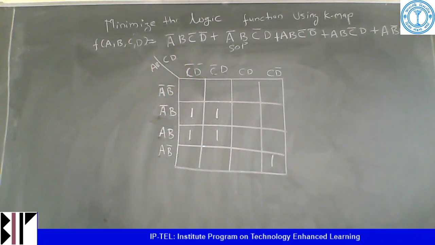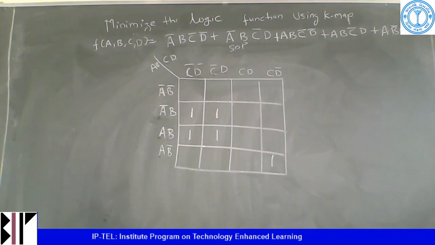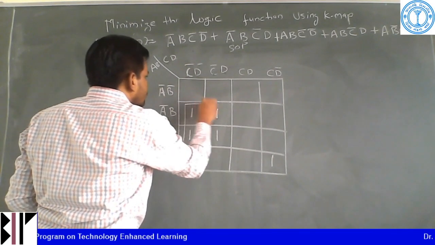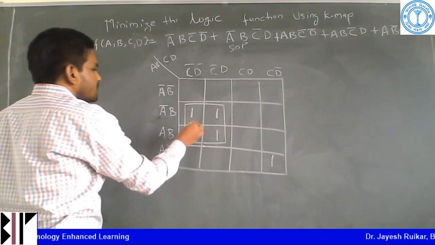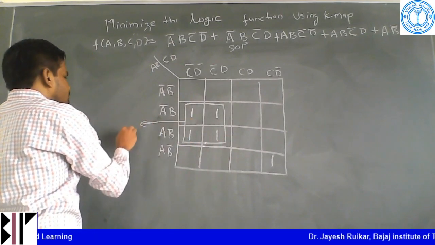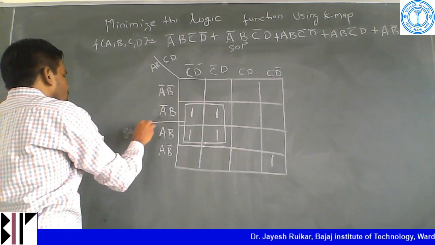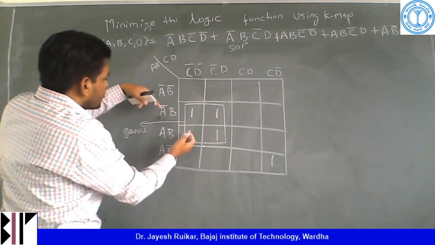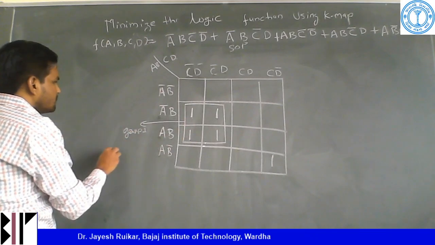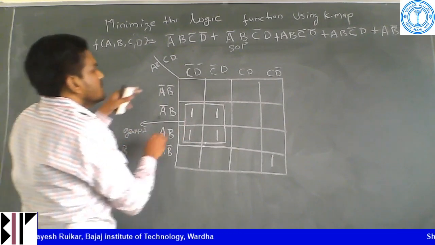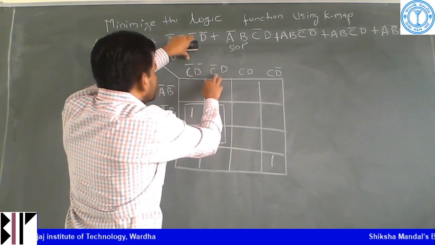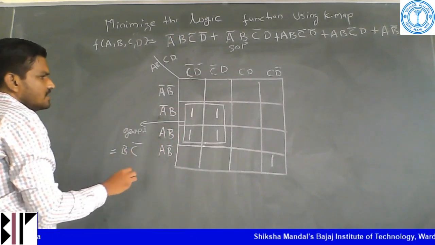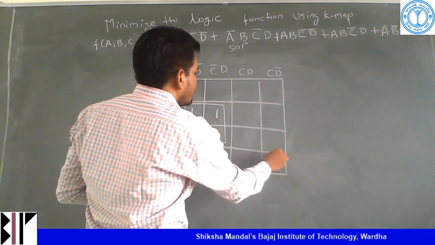Okay, so 5 terms are there. Now we have to group adjacent ones. So here you can see, it's very easy. Here you can see that group 1 is formed using 4 adjacent ones. So the equation from this side is B, from top side C bar, B C bar.